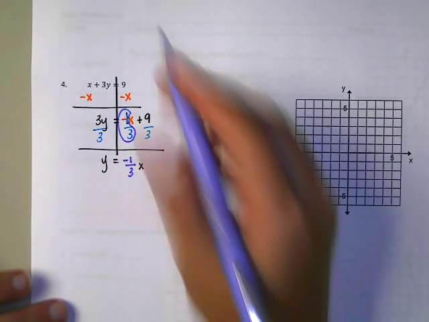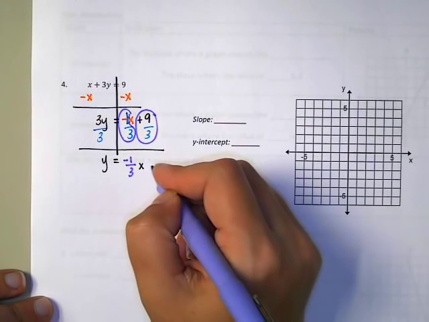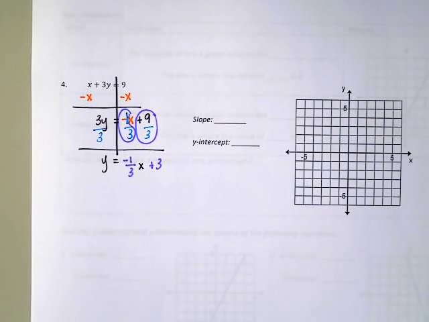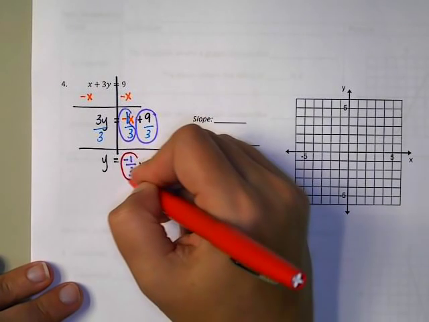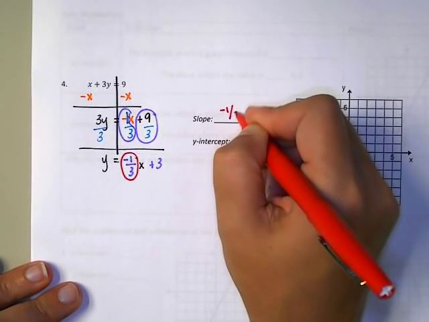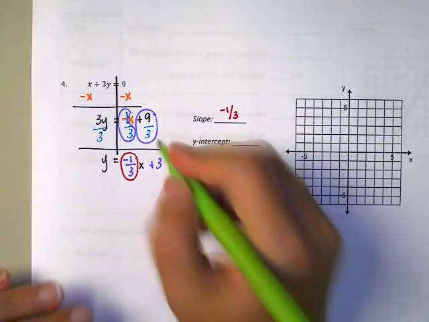Then I would ask myself, does 9 divide nicely by 3? And the answer is yes, and you get 3. Based on that information, the slope of this line would be -1/3, and the y-intercept would be 3.